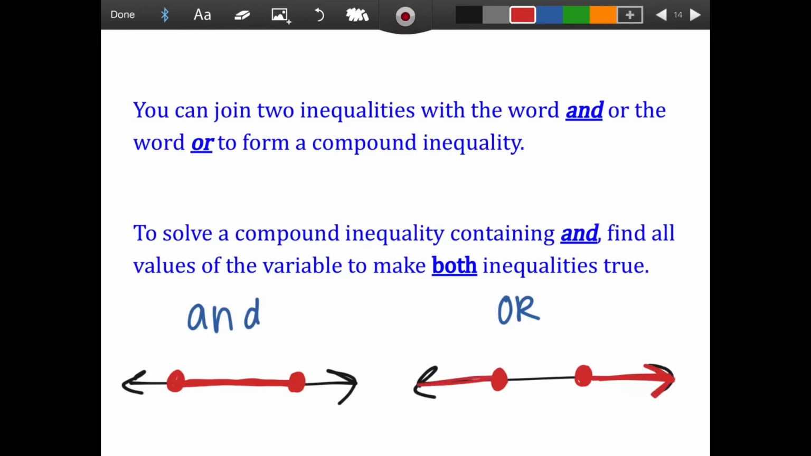Or you like vanilla ice cream or chocolate ice cream. You don't like both. So you're going in opposite directions when you're shading for or. So let's look at an example.